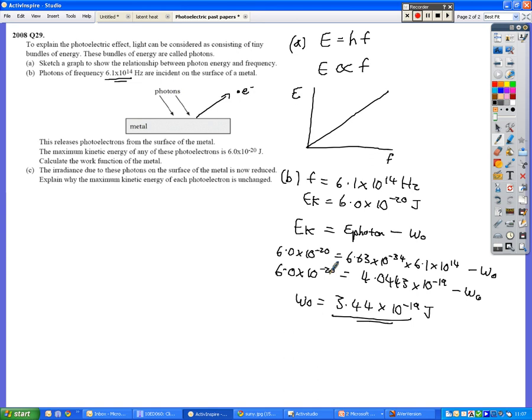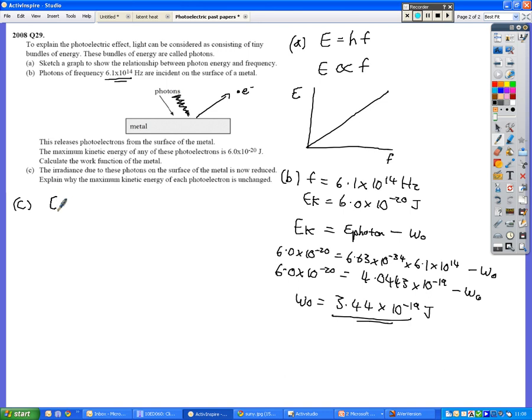C, the irradiance due to these photons on the surface of the metal is now reduced. So irradiance goes down, less photons, that means less photons on the surface. So instead of 2 here, there might be just 1. Explain why the maximum kinetic energy of each photoelectron is unchanged. That's going to be for about 2 marks, so you're looking for quite a long sort of point here.